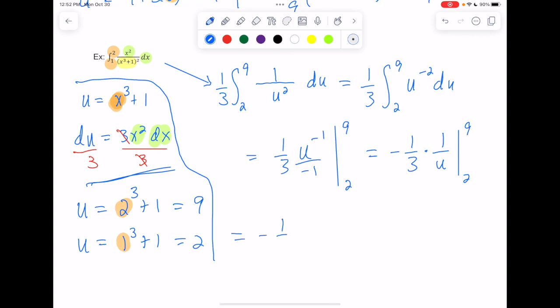I'll just leave that negative 1/3 out front. Plug in the 9, we get 1/9. Plug in the 2, we get minus 1/2.